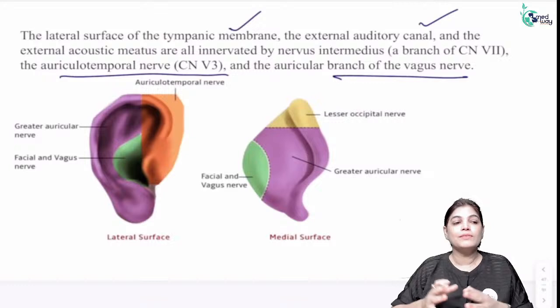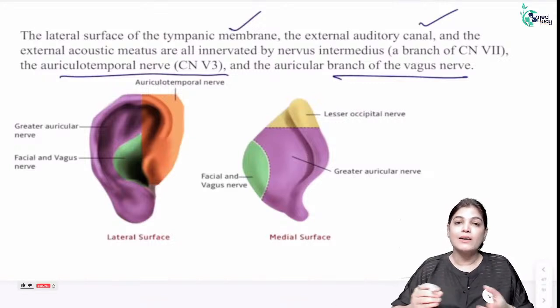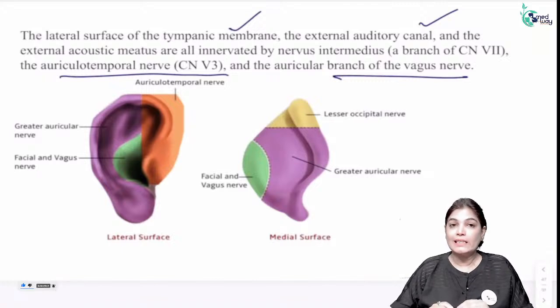So exactly, we will see the nervus intermedius, the sensory component of the facial nerve, sandwiched between the vestibulocochlear, the 8th cranial nerve, and the motor division, the motor part of the facial nerve. So it is called the nervus intermedius.